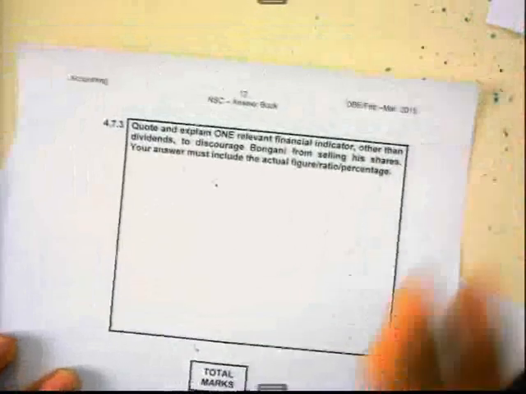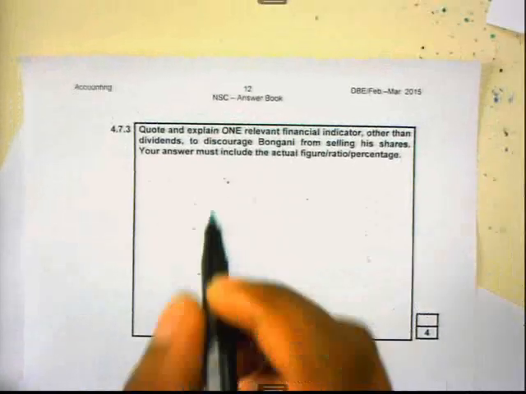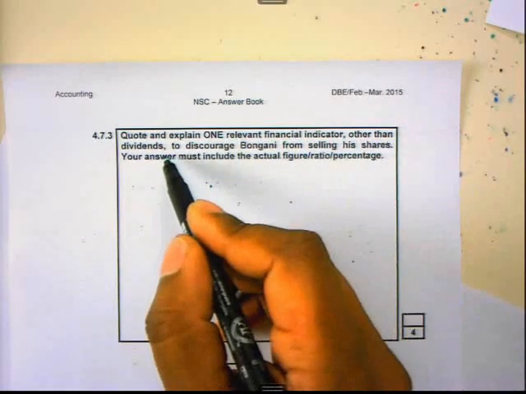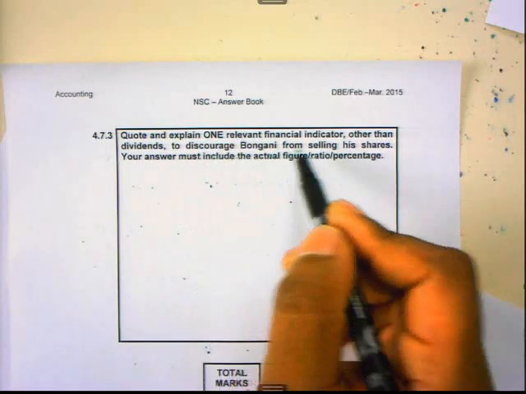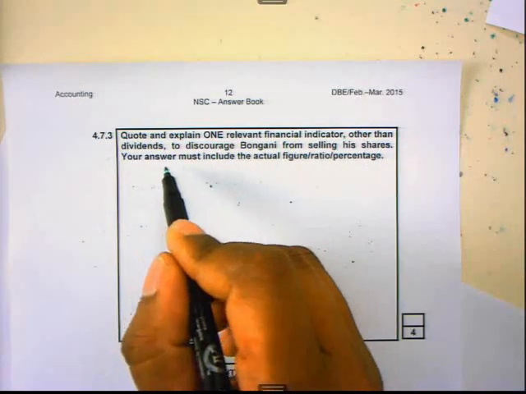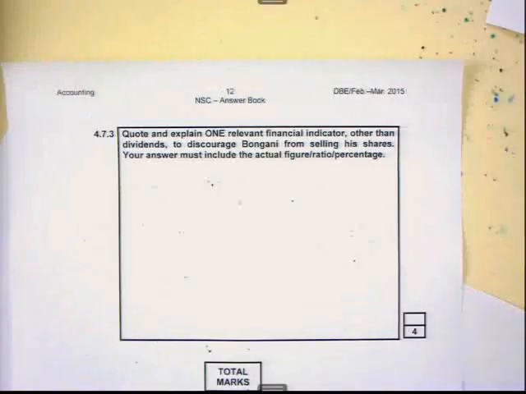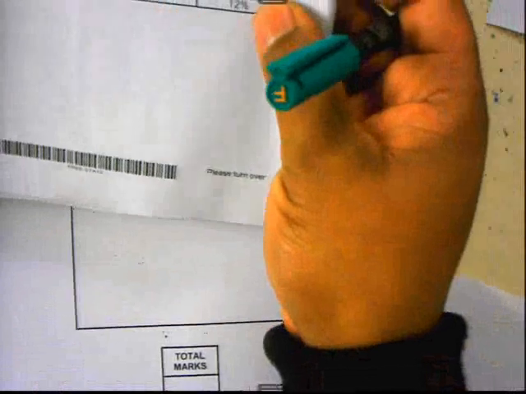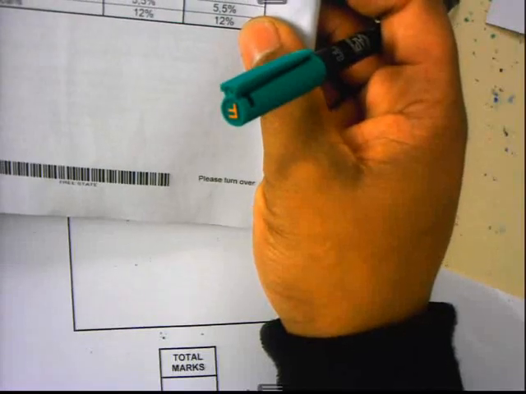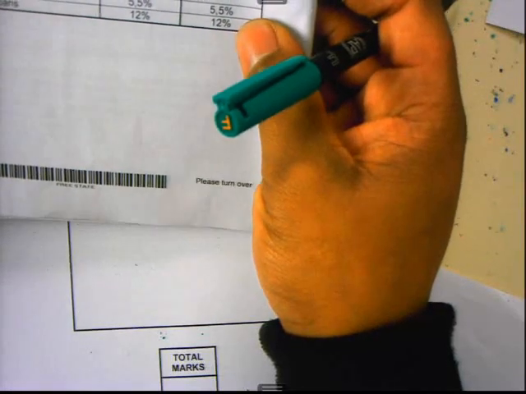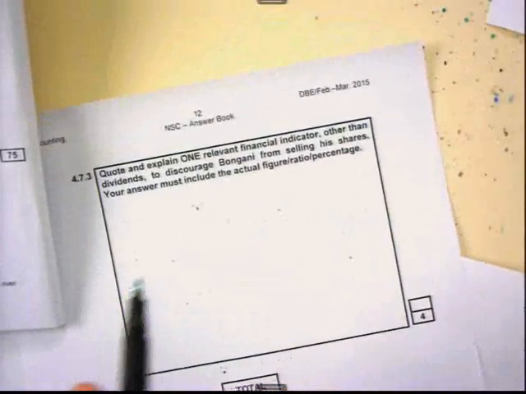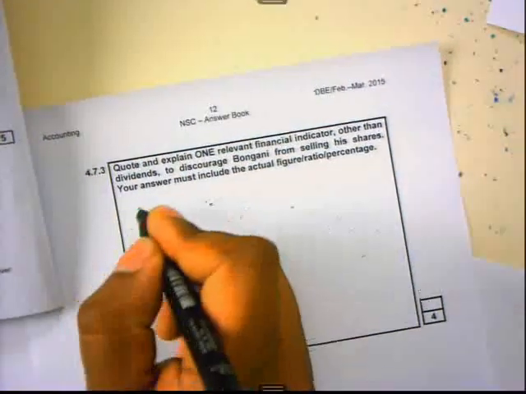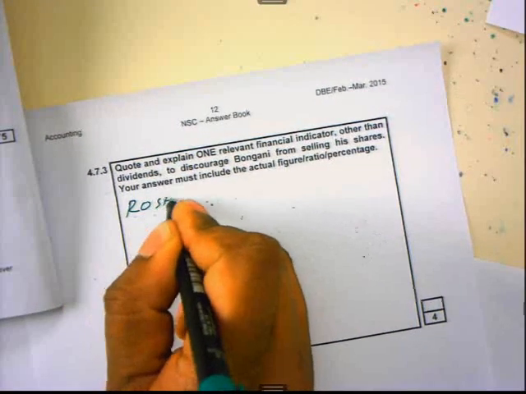4.7.3, which will be our last question for today. They say, quote and explain the relevant financial indicators other than the dividends to discourage Bongani from selling his shares. Your answer must include the actual figures or ratios. Now, there are two things that you can talk about here. First one is the return on total capital, return on shareholders' equity.